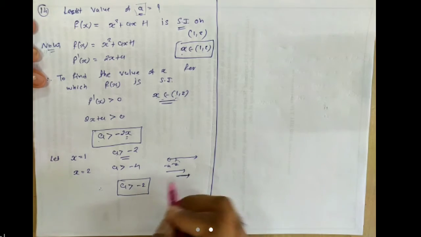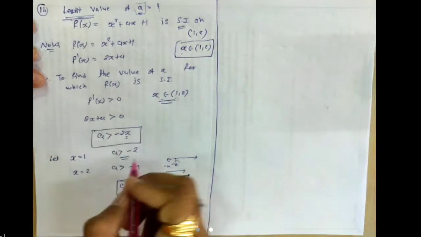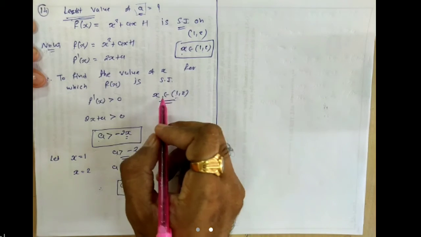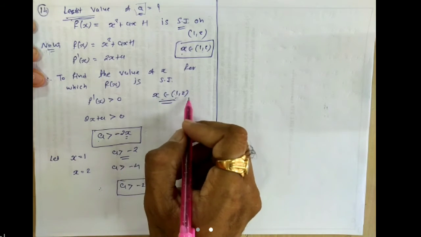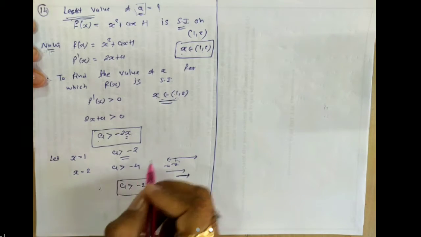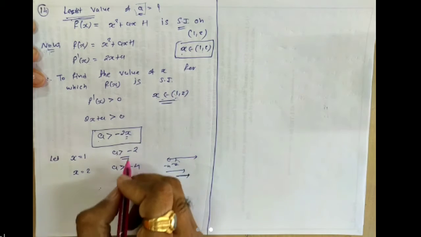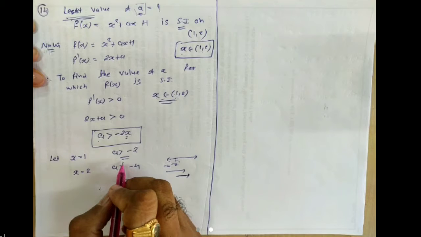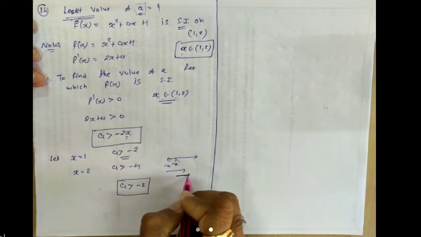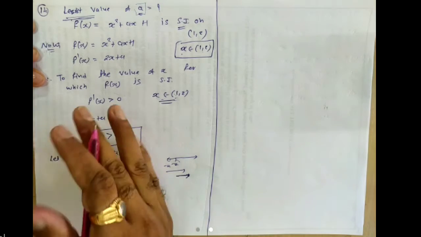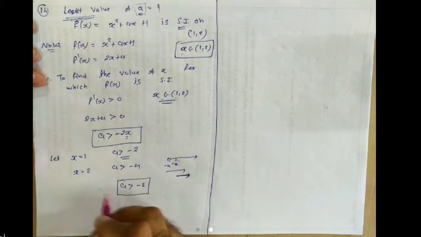Clear students? So that is the solution of question number 14. Least possible value of a. So here two possibilities are there. If x can take minimum value 1, at that time a must be greater than -2. And if x can take maximum value 2, at that time a must be greater than -4. So you have to combine both the conditions. x must lie between 1 and 2. So combining both conditions, a must be greater than -2 and a must be greater than -4, so we can say a must be greater than -2. It should be greater than -4 and greater than -2, so a must be greater than -2. So this is your answer.